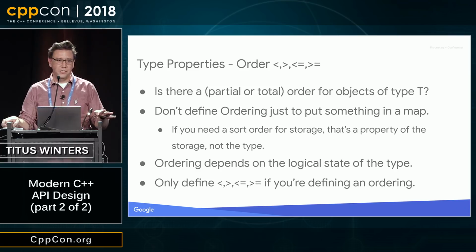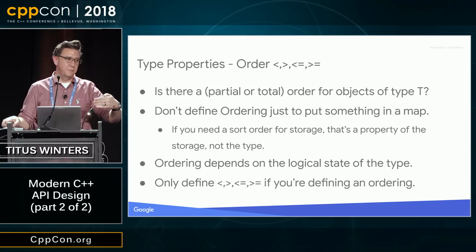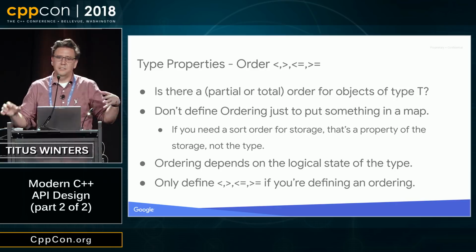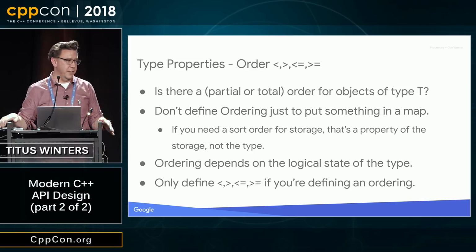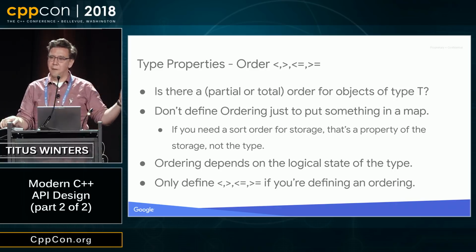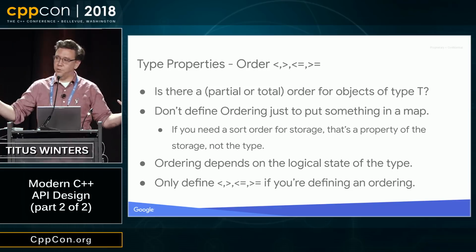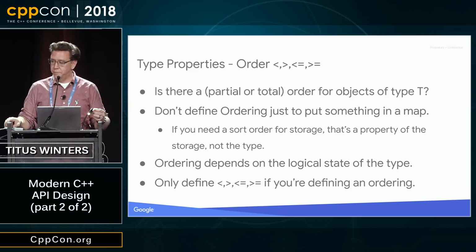There is not one true operator less than for chair. I may sort my chairs by comfort, by distance, by number of legs, by color, by seat height, by seat depth. There's many reasonable options for that. If you need to put it in a map, just provide a comparator for your map. That sort order is a property of the storage, not an abstract property of the chair.